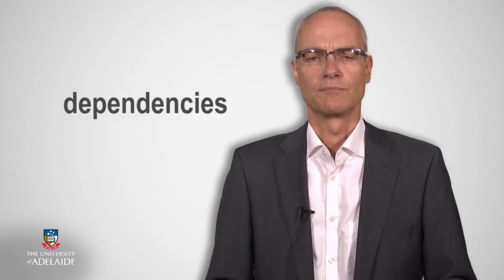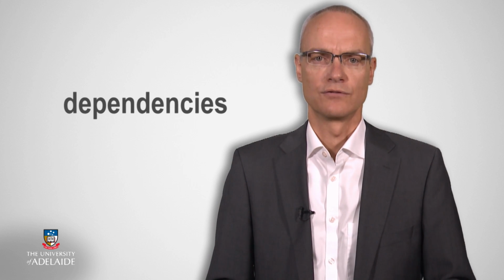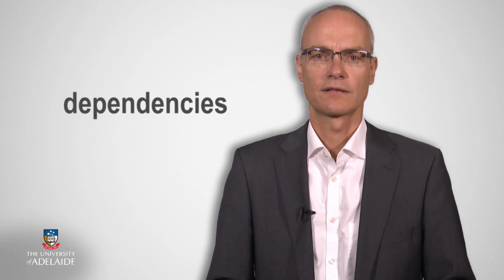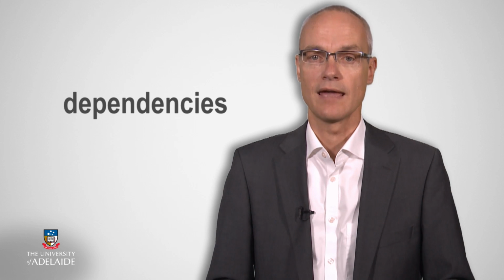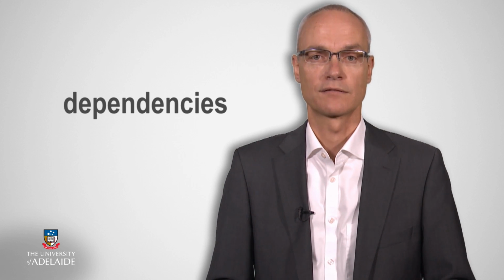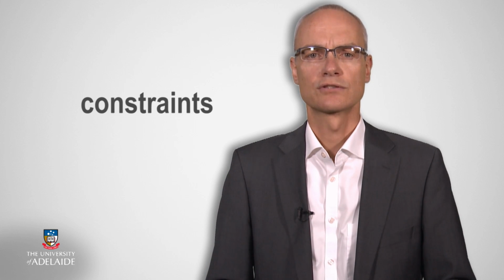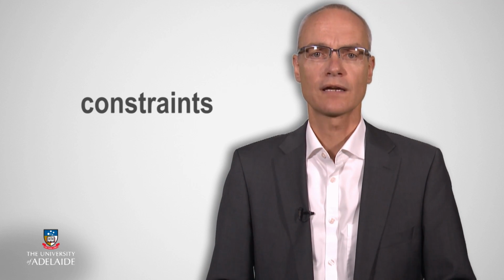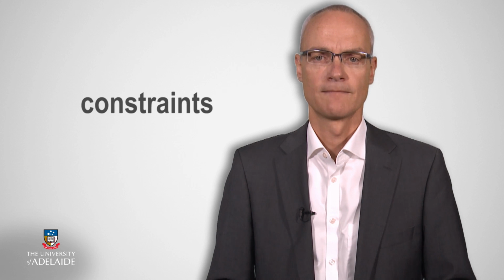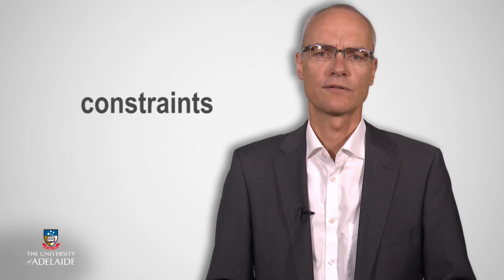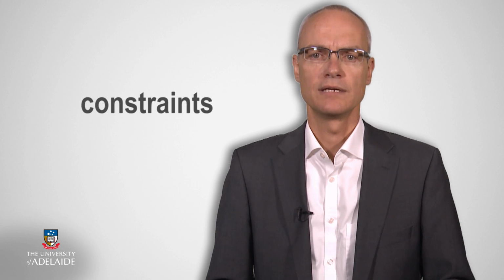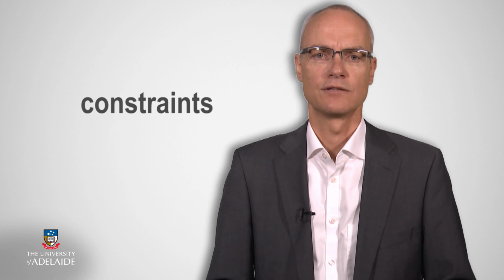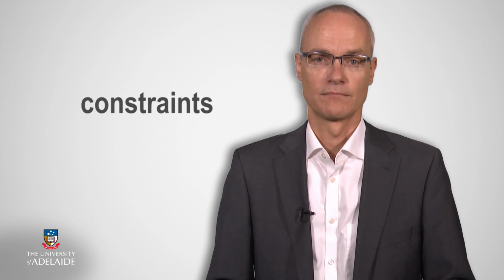Dependencies are relationships between specific tasks internal to the project. Thus, task B requires task A to be completed before task B can be started. Constraints are the restrictions or limitations that will affect the performance of a project. Constraints are most often related to not being able to change a set schedule or approved budget.